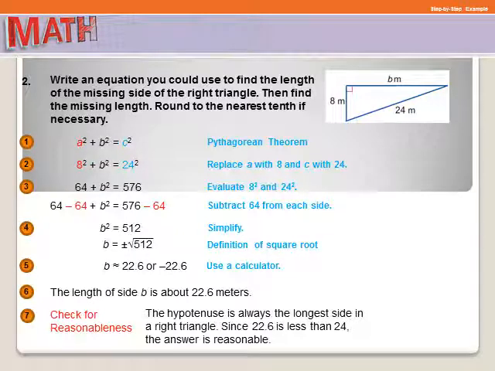So we are then checking for reasonability. The legs will always have to be less than the hypotenuse, okay? Hope this was clear, guys.